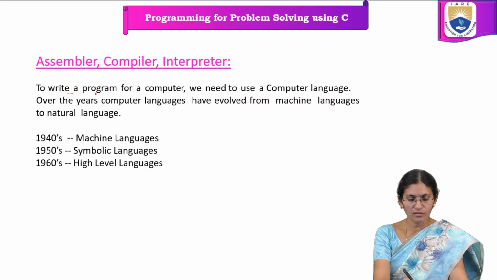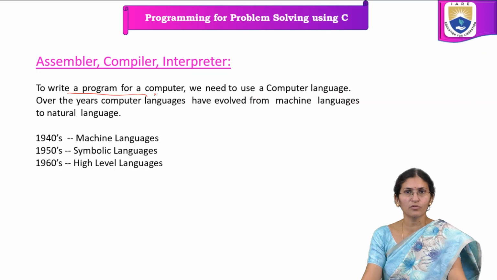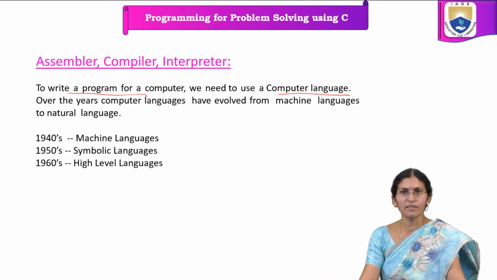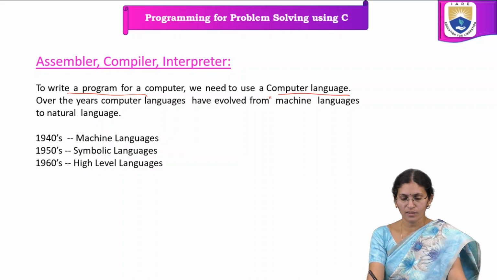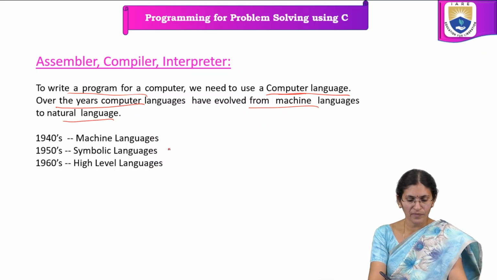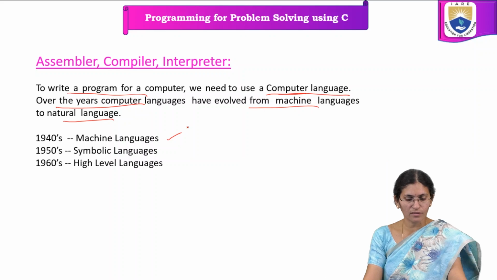Generally, to write a program for a computer, we need to use a computer language. The computer understands the language of binary, that is zeros and ones. In order to store and process data, it requires the data in binary form. Over the years, computer languages have evolved from machine languages to natural language. So this is how you can list the evolution of computer languages.